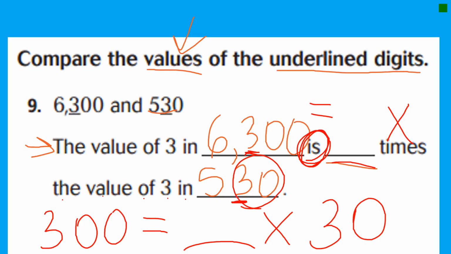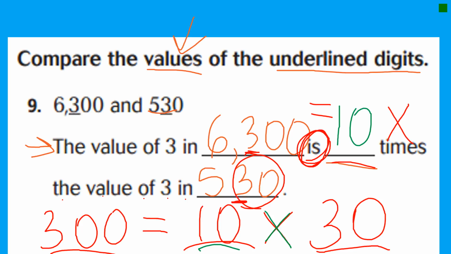So how many times bigger is 300 than 30? 10 times bigger. Do you remember working on those number patterns today? 10 times bigger. If I had 10 sets of 30, I would have 300. Okay? I'm going to do number 10 also. Let's go to the next slide.